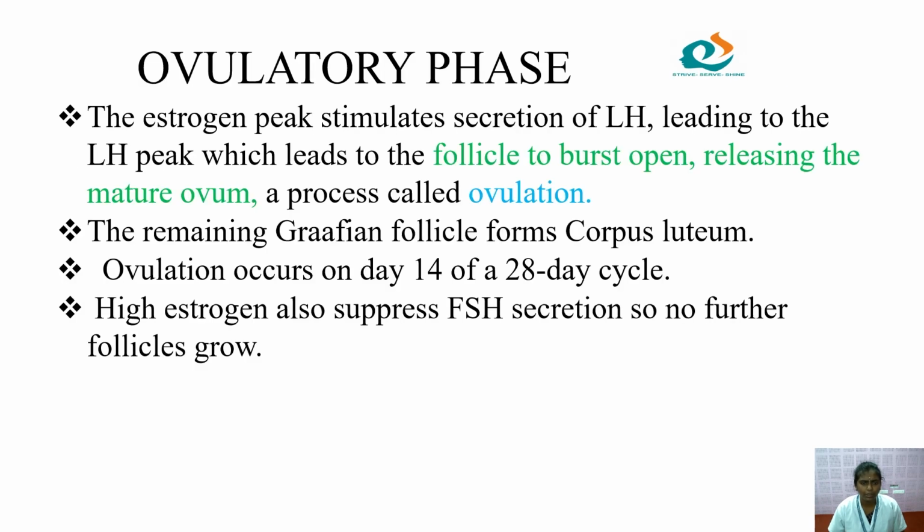The estrogen peak stimulates secretion of LH, leading to the LH peak, which causes the follicle to burst open, releasing the mature ovum. This process is called ovulation. The remaining Graafian follicle forms the corpus luteum, called the yellow body. Ovulation occurs on the 14th day of the 28-day cycle. High estrogen also suppresses FSH secretion, so there is no further follicle growth.